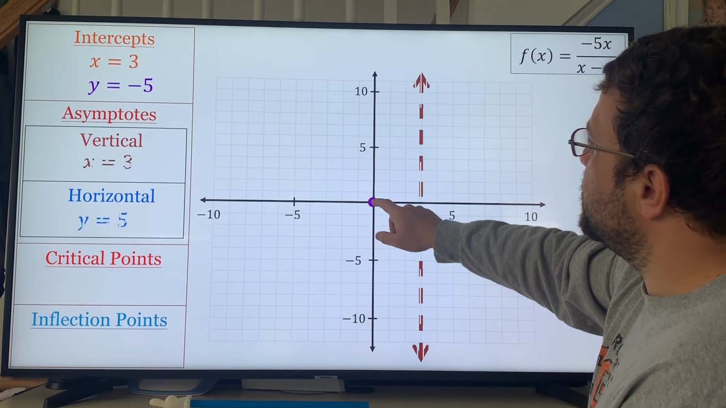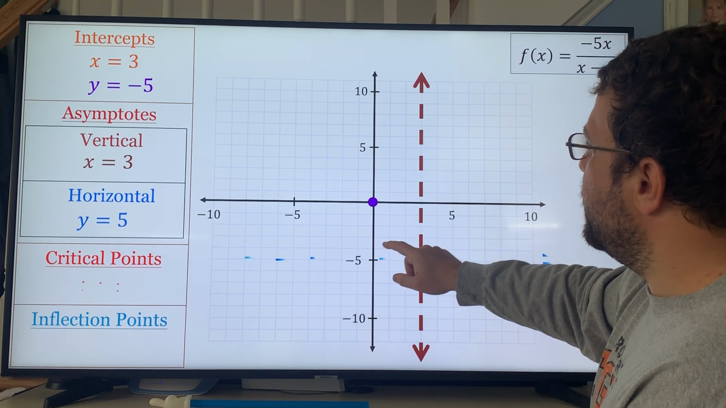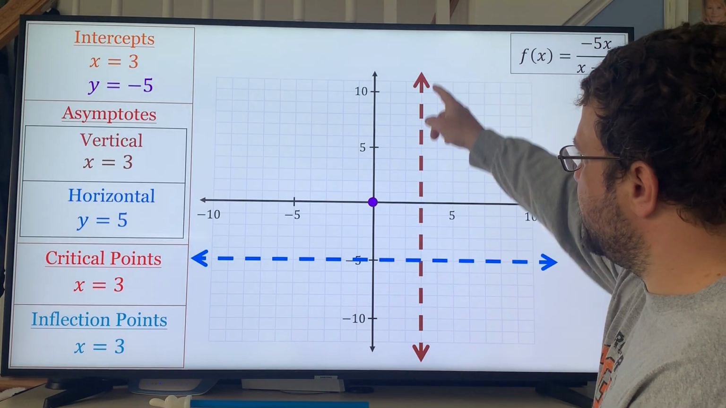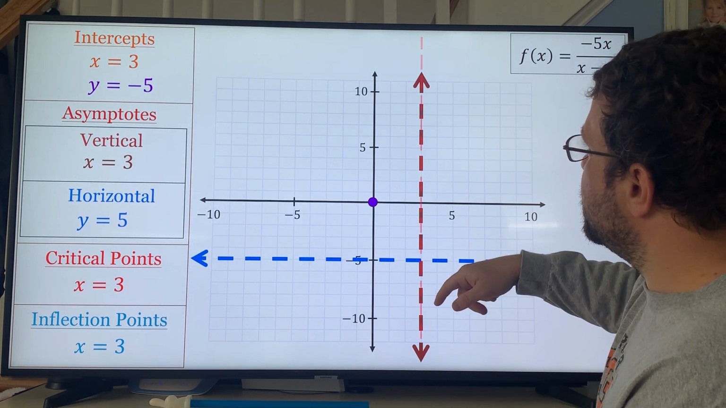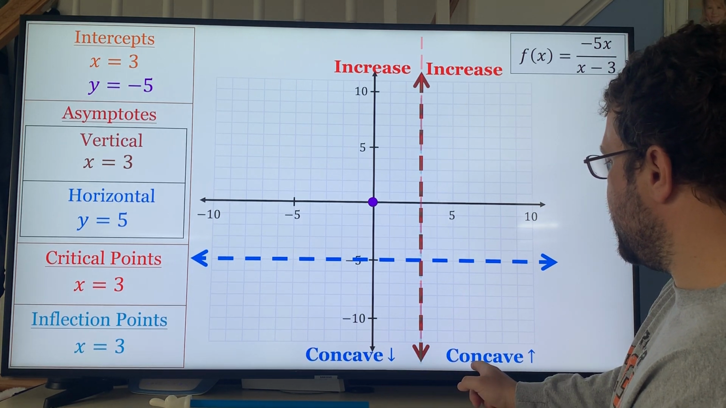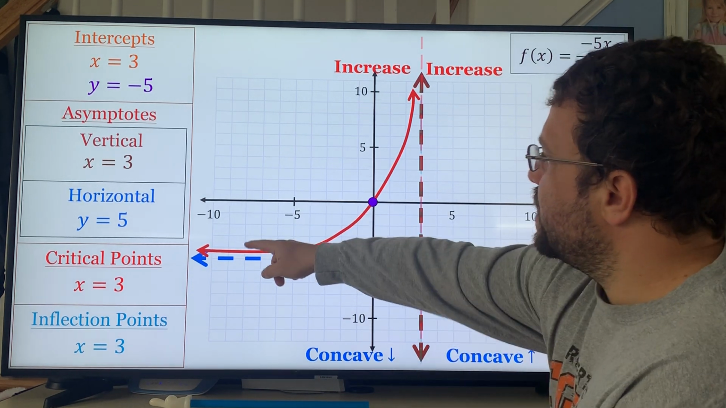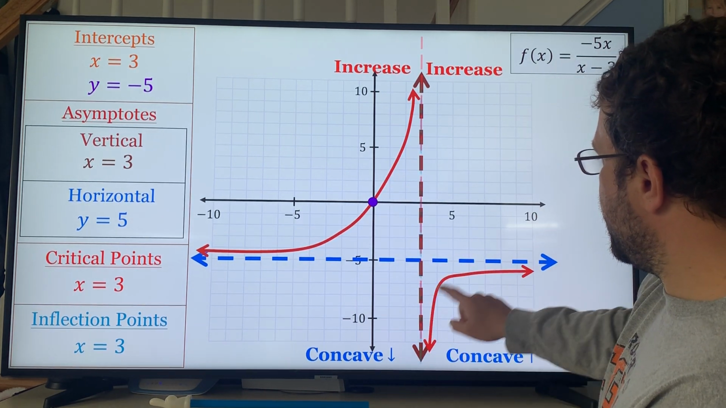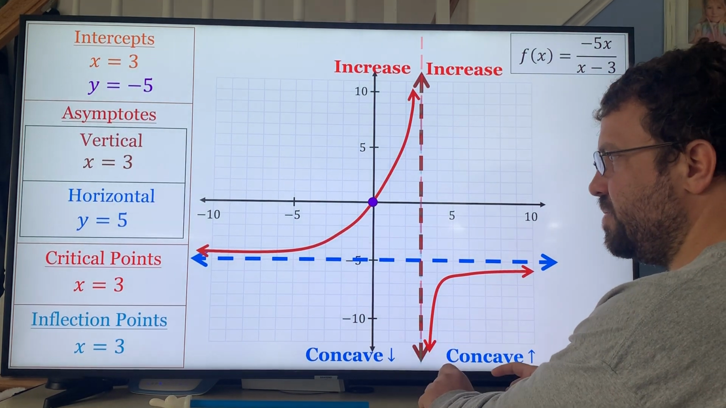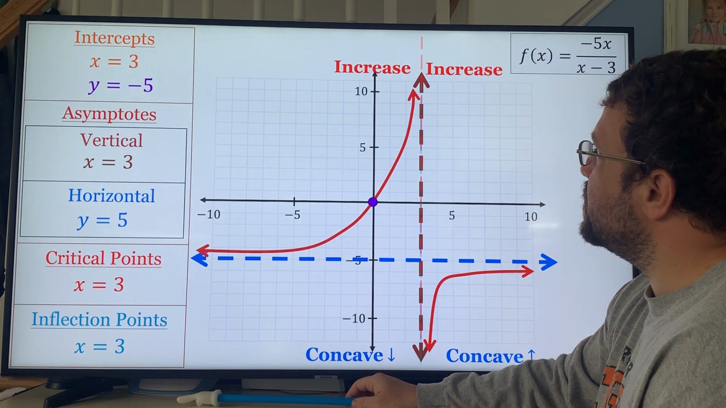I don't know how I had that backwards. All right, there's my intercepts. My vertical asymptote's at 3. My horizontal asymptote's at 5. Critical point is this. Inflection point is also this. So this is going to increase, and this one right here is going to be concave down, concave up. These are reversed. Concave up and concave down. All right? Reverse these and reverse the other thing. I'll put the right answers on the thing. I'm not going back to fix the whole thing just for that though.